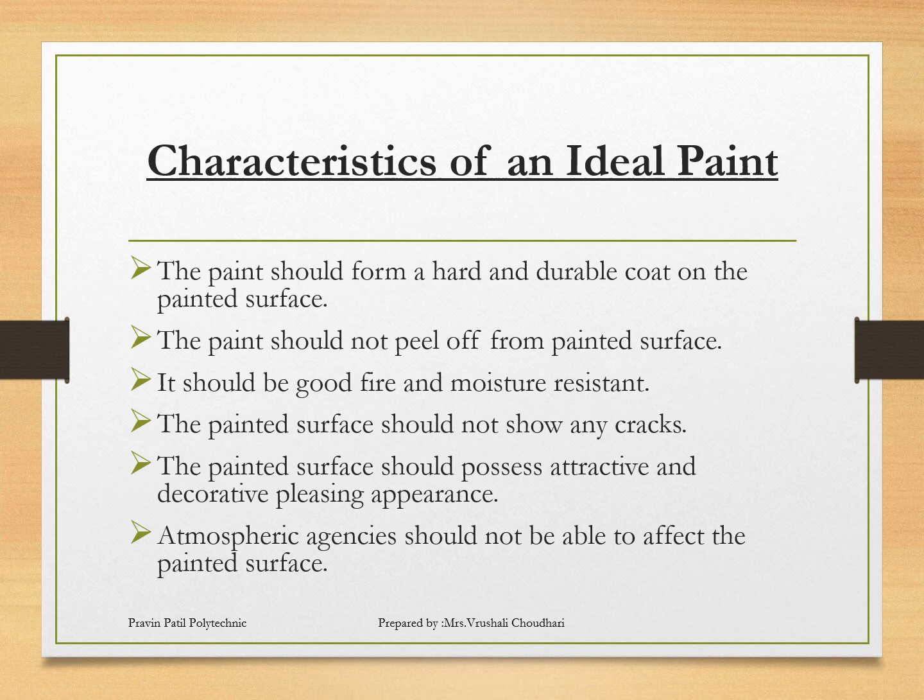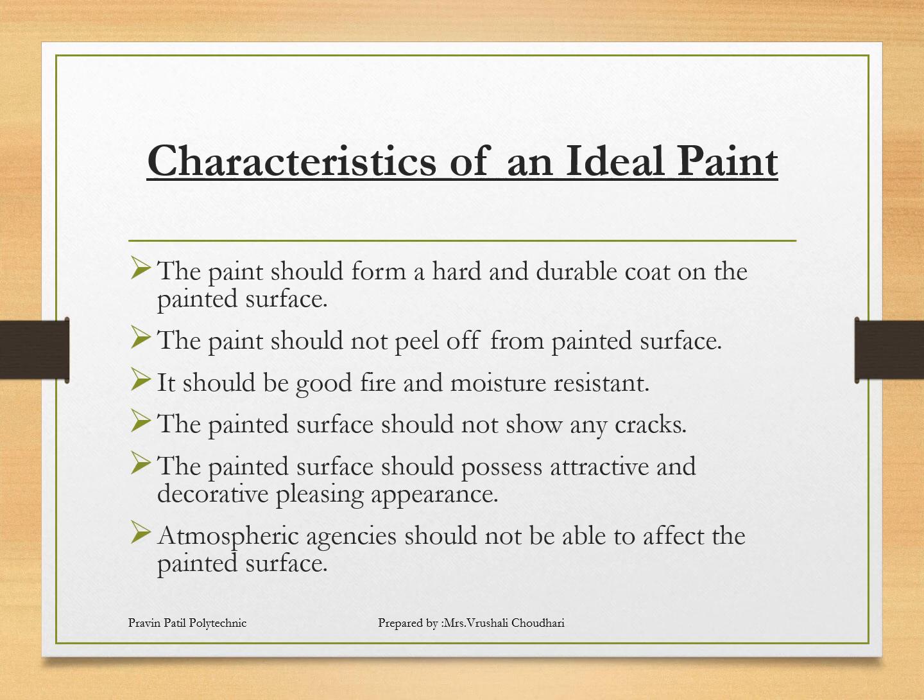It should form a hard and durable coat. What is the meaning of durable? It should be long lasting. That is called durable. Hard means it should not get easily removed. That is called hard. It should not peel off from the painted surface.